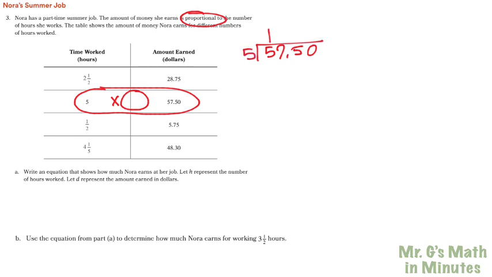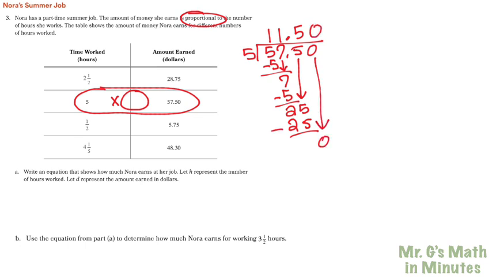So 5 goes into 5 one time. We bring down that 7. That also goes one time. That leaves us with 2. We have our decimal next, so I'm going to bring that up to the answer and bring this 5 down. 5 goes into 25 5 times. 5 times 5 is 25. And then we bring down the 0, and 5 goes into 0 zero times. So you see our constant of proportionality is 11.50, meaning that Nora makes $11.50 per hour.